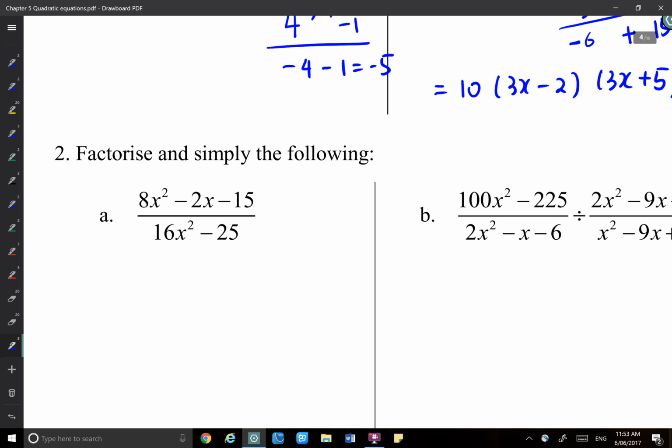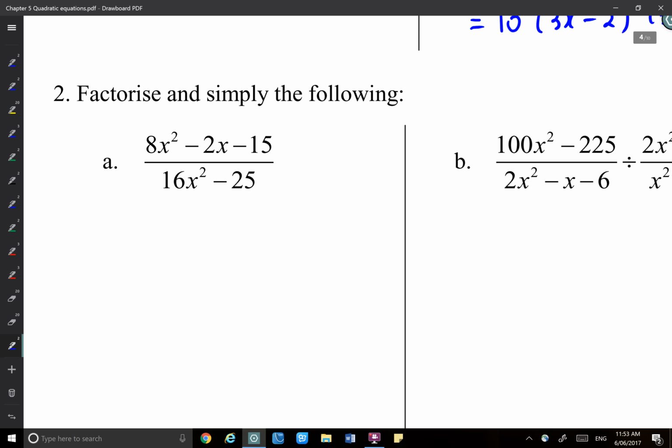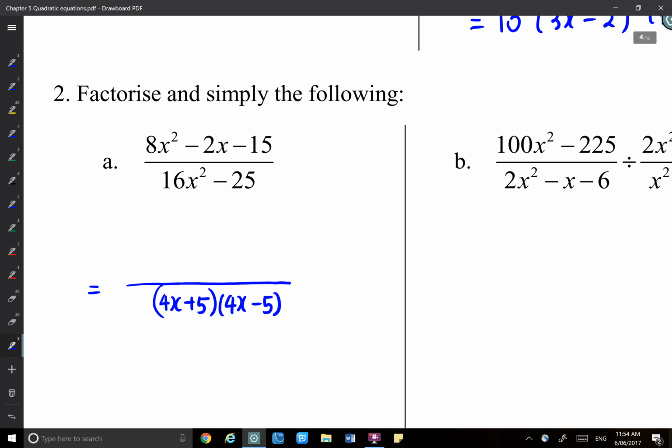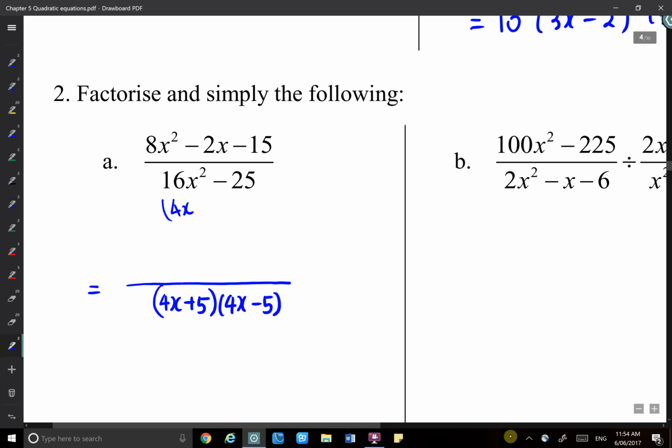Okay, factorize and simplify the following. Okay, have the top. The bottom is easy. The bottom will have 4x plus 5 and 4x minus 5, because that's 4x squared minus 5 squared. So 4x plus 5, 4x minus 5.